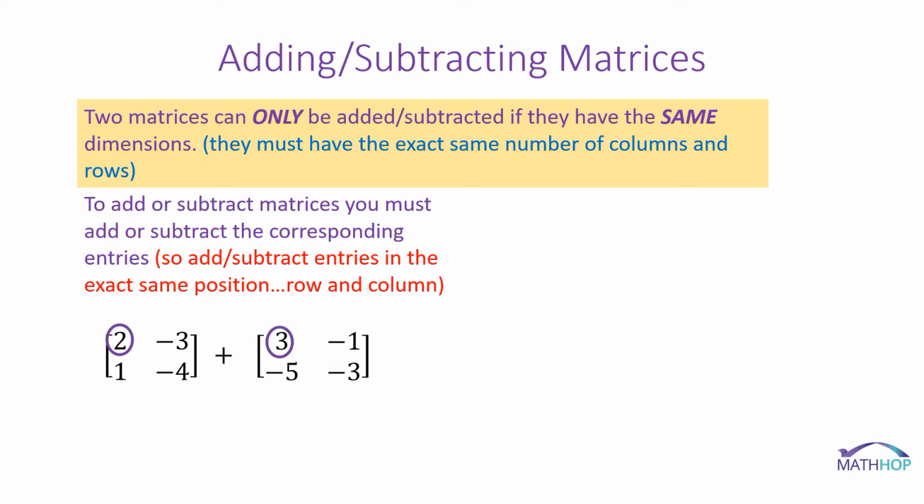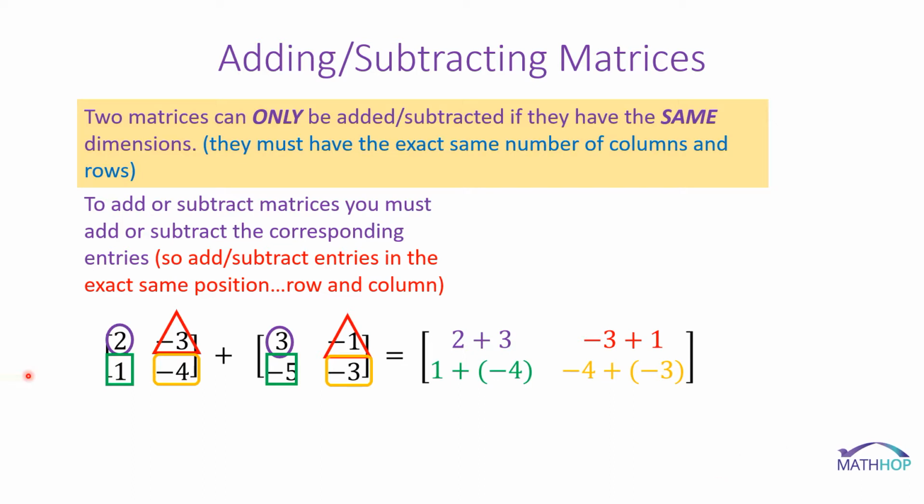So let's see what I mean. 2 would be added to 3. -3 would be added to -1. And then these would be placed in those corresponding positions, as we'll see. 1 would be added to -5, and -4 would be added to -3. And when we write the sum of the 2 matrices, we place them in corresponding positions.